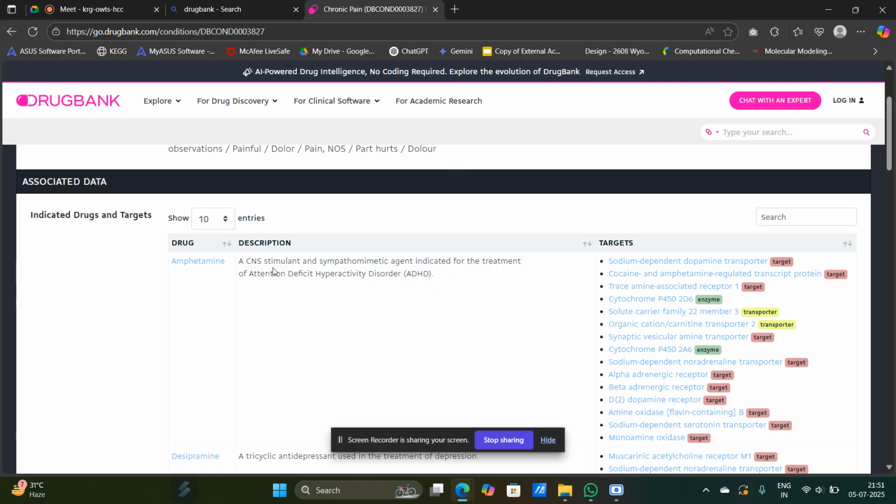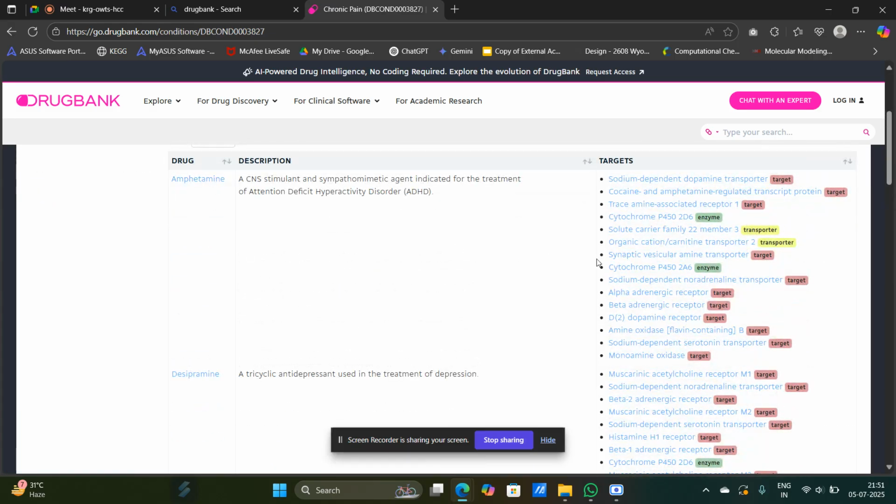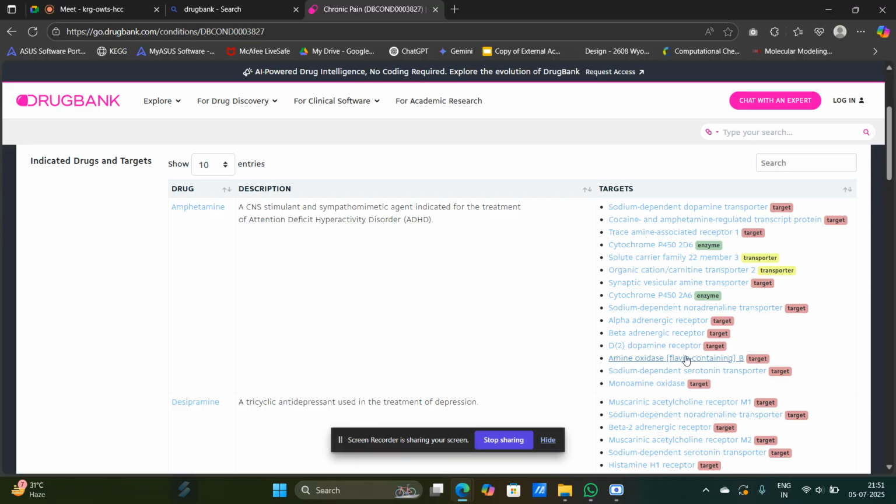Basically, this amphetamine is a central nervous system stimulant and also a sympathomimetic agent indicated for the treatment of attention deficit hyperactivity disorder. So this is also used to treat ADHD. And after that, you have a target section, and then you have the name of the targets, and then you have a label present after the name. So there are a few which have target as the label, and a few which have transporter as the label or enzyme as the label.